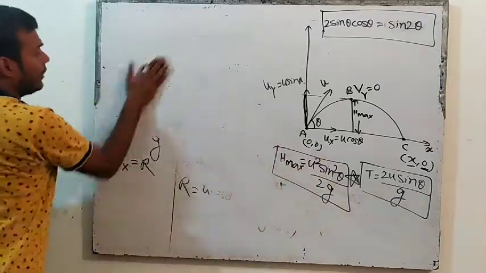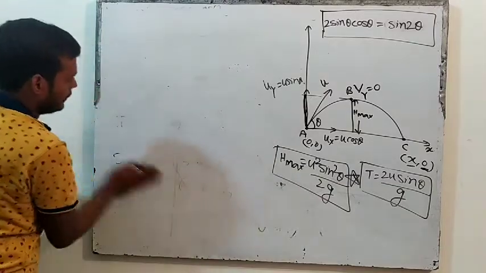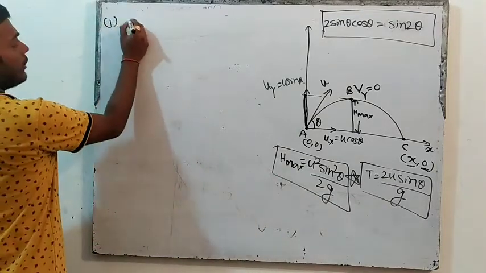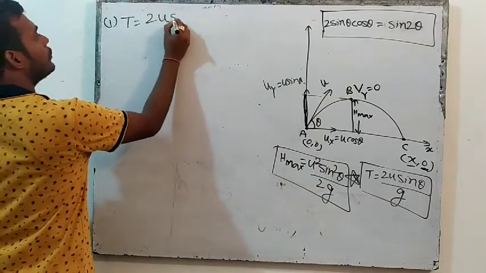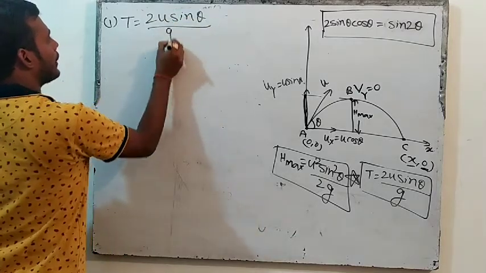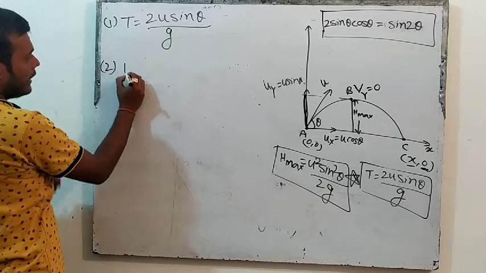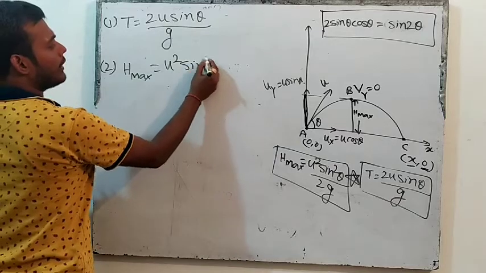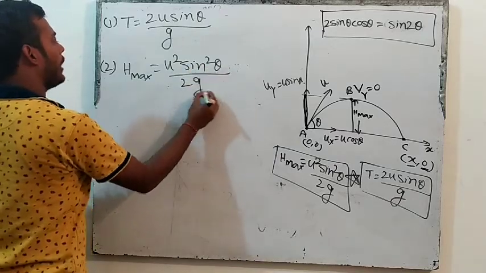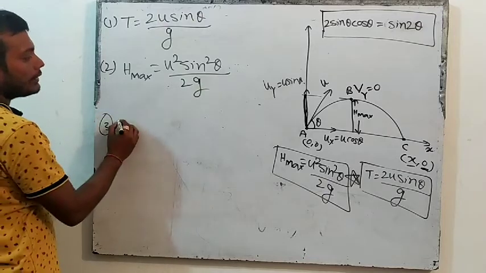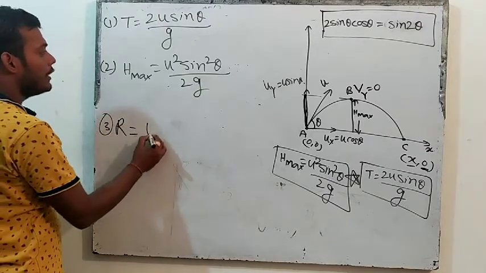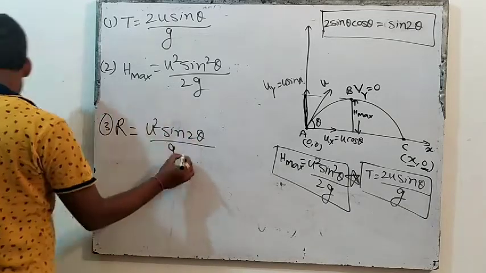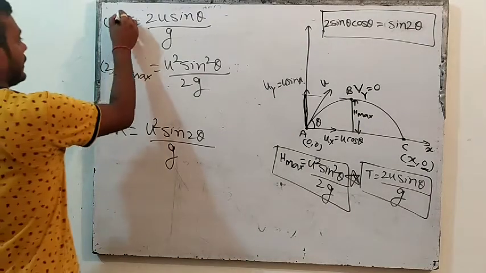Now I am writing all the formula here. The first formula that I have calculated, that is time of flight. This is equal to 2u sin theta by g. The second formula that I have derived, that is h max, that means maximum height. This formula was u square sin square theta by 2g. And the third formula that we have found, that is length. Length was u square sin 2 theta by g.